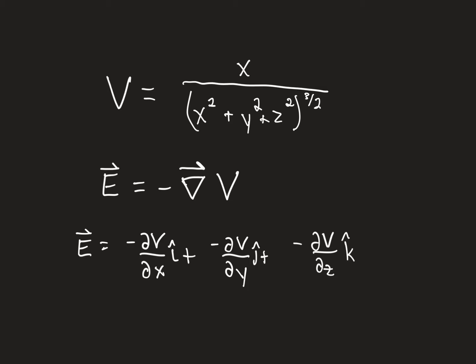All right, E equals negative del V. So we take the partial derivative of the potential V with respect to x, with respect to y, with respect to z. What that means is the only variable in the problem is whatever's in that denominator. Everything else you can treat like a constant. So let's see how we do that.